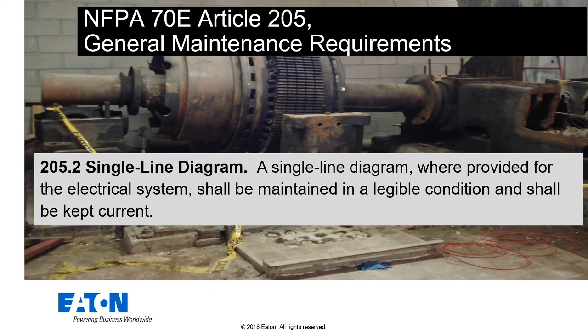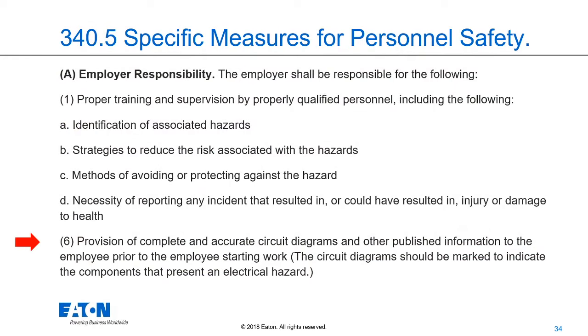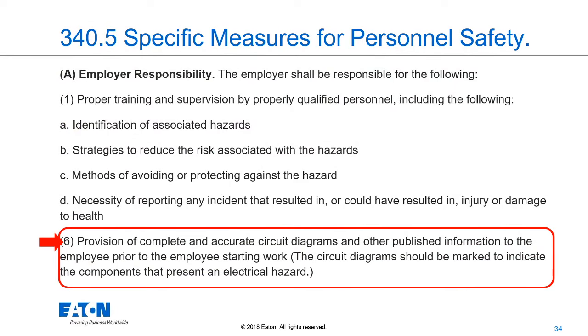Also in 70E, we go up to Article 205, which talks about general maintenance requirements. Now here's another reference to the single line diagram directly. It says a single line diagram, where provided, for the electrical system shall be maintained in a legible condition and shall be kept current. So it doesn't say a single line diagram shall be provided. 70E tells us if you have a one-line diagram, which every one of these systems is going to have, we have to keep it current. That is a critical part of the success from a safety perspective.